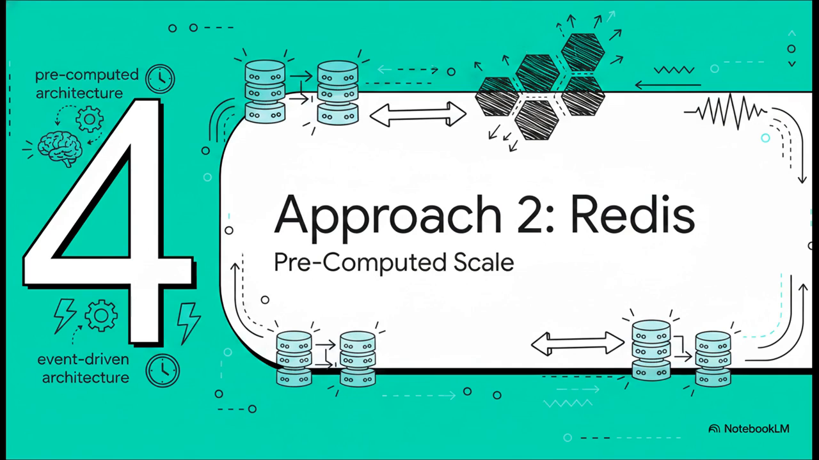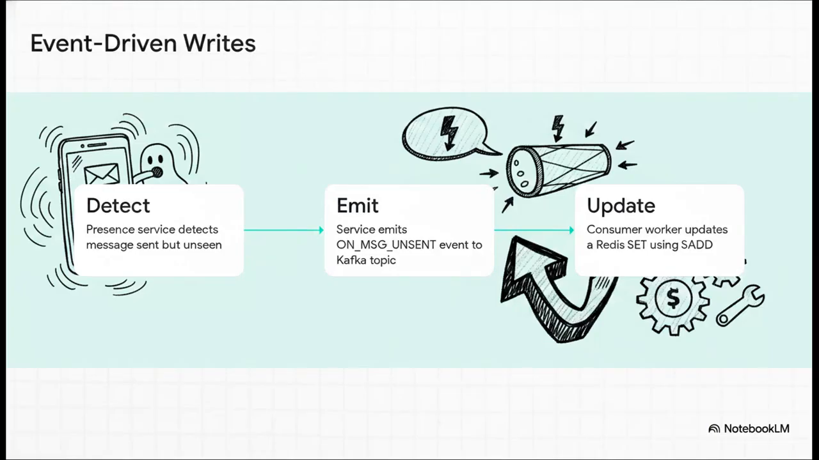Section 4, Approach 2, Redis architecture. So instead of calculating the count right when the user asks for it, what if we compute it ahead of time? Step 1. The system actually already knows when a message is newly unread. It happens the exact moment a message is sent, and the presence service detects that the recipient isn't actively looking at that chat. Step 2. The service emits an on-message-unread event to a Kafka topic, which becomes our new source of truth.